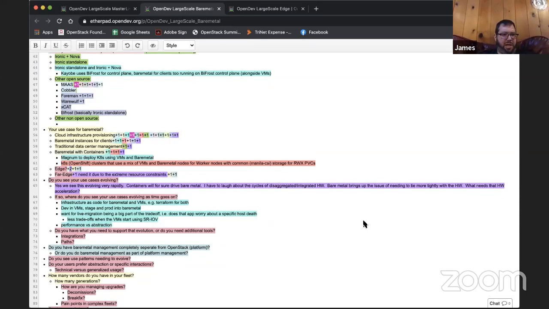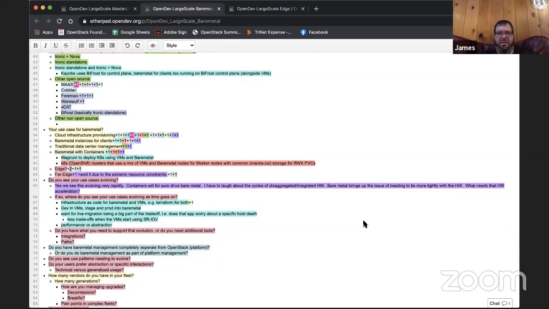I'm seeing some really good stuff coming in this teal color here. For the folks writing that, I see infrastructure as code for bare metal and VMs. I really like this one, Terraform for both. I really like that because it's something we're finding is important for us too, the ability to have some kind of cloud orchestration for bare metal and VM.